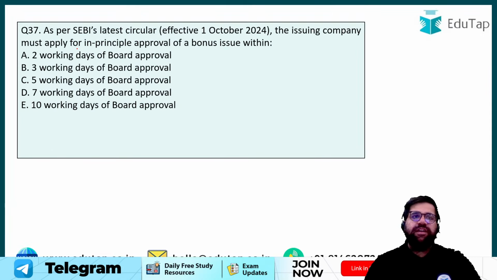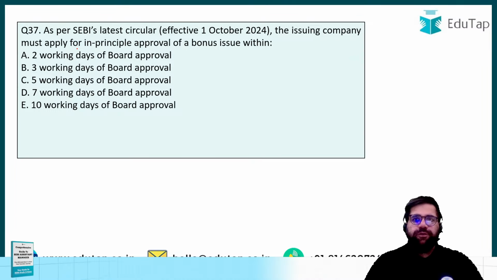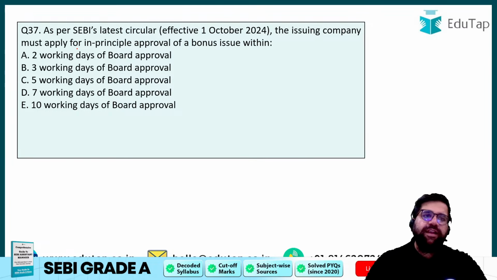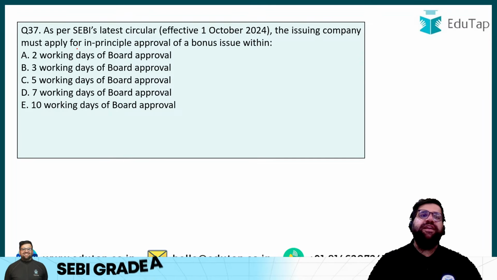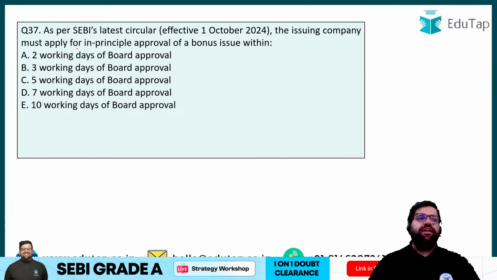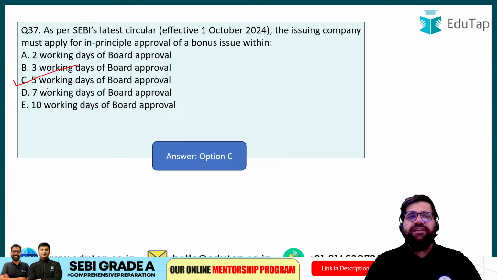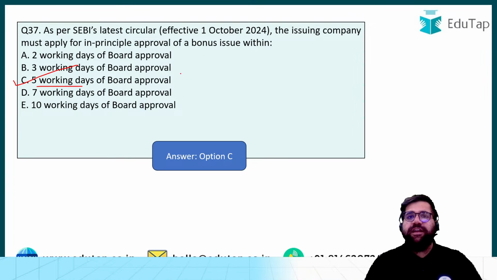Now let's move to question number 37. As per SEBI's latest circular, effective for bonus issues from 1st October 2024, the issuing company must apply for in-principle approval for the bonus issue within how many days? 2 working days, 3 working days, 5 working days, 7 working days, or 10 working days. Now this is factual. If you know the answer, then you know it. Otherwise, you have to ignore it. The correct answer will be 5 working days. Remember, approval has to be taken in principle in 5 working days.